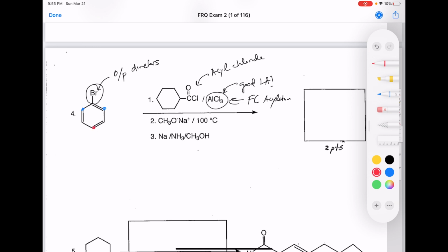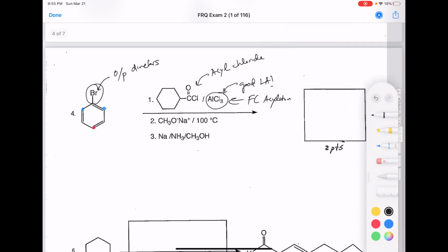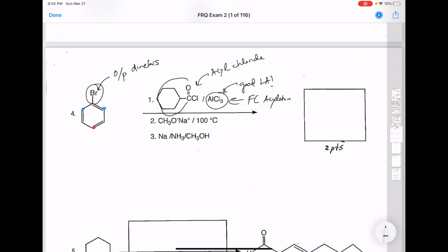So the question asks for the major product, right? And it turns out that this acyl group is bulky, it's big. Because it's a bulky group, where is it more likely to place itself to reduce steric repulsion? Right next to the bromine group, or at the para position where there are no other interfering substituents? It would be at the para position, right?